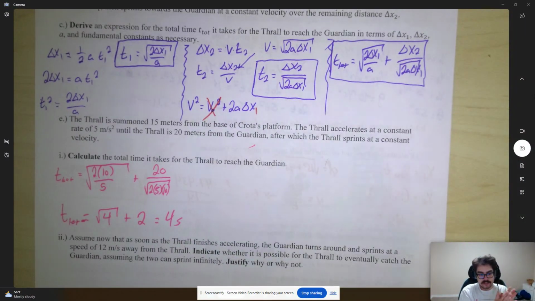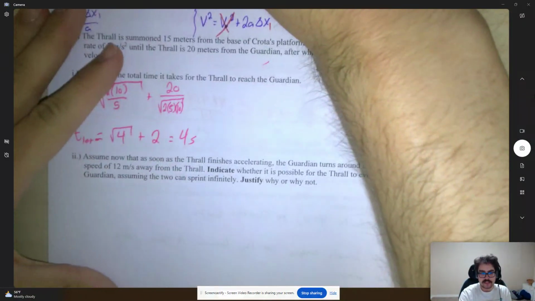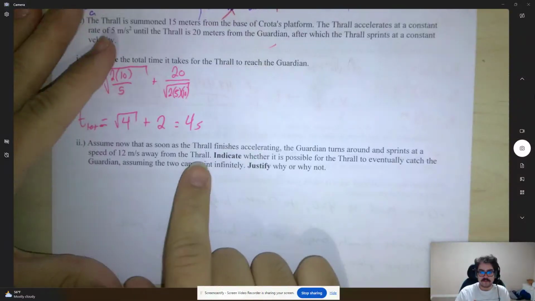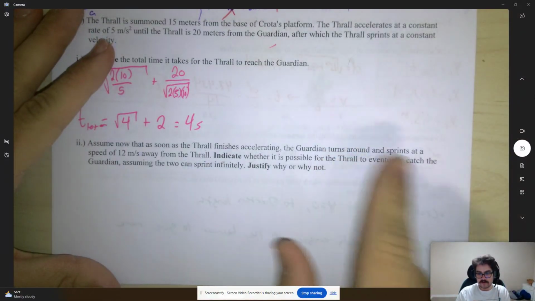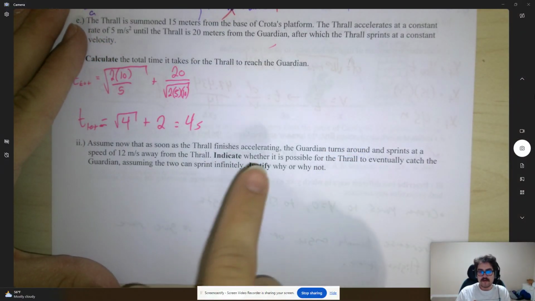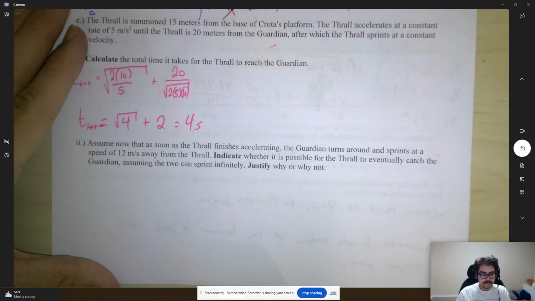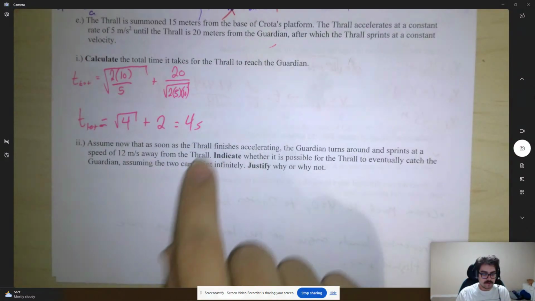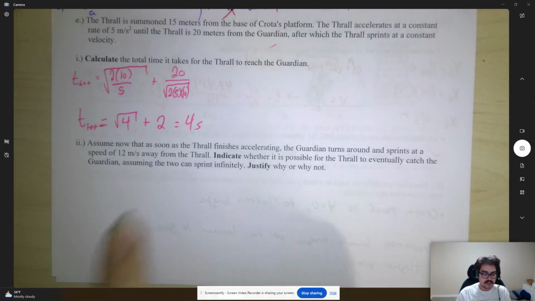The final question says, assume now that as soon as the thrall finishes accelerating, the guardian turns around and sprints at a speed of 12 meters per second away from the thrall. Is it possible for the thrall to eventually catch the guardian, assuming the two can sprint infinitely? Why or why not? Okay. This problem does not require you to resolve everything. It actually just requires you to know what the final velocity of the thrall is after it's finished accelerating.